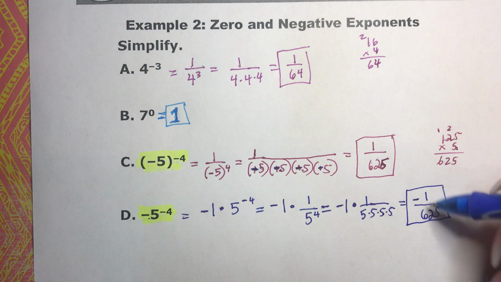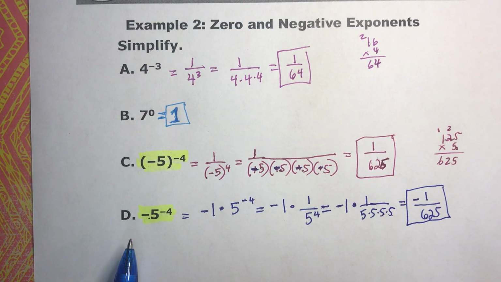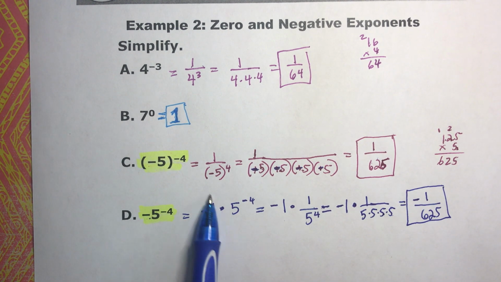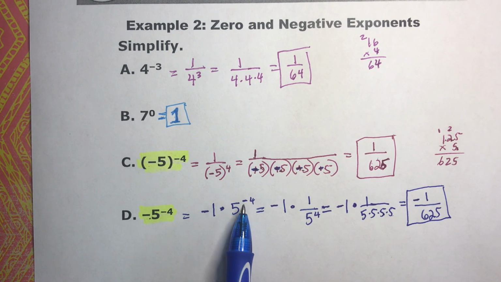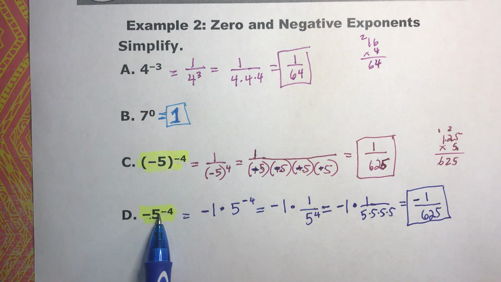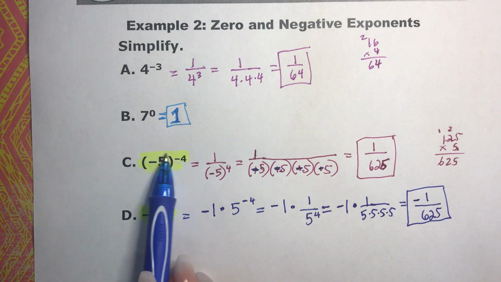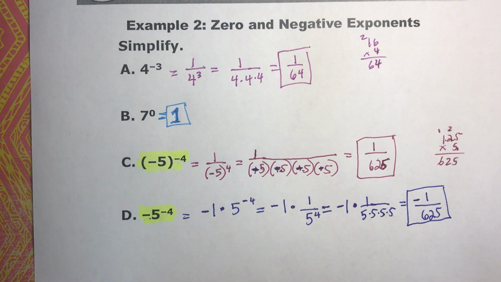They are not the same answer. This is actually equal to negative 1 over 625. So when you see that negative and there's no parentheses, in your mind you have to think, hey, this is the same thing as negative 1 times 5 to the negative fourth. That negative is not a part of the base. It is only a part of the base when there are parentheses around it like this one, okay? And you can see you get different answers.